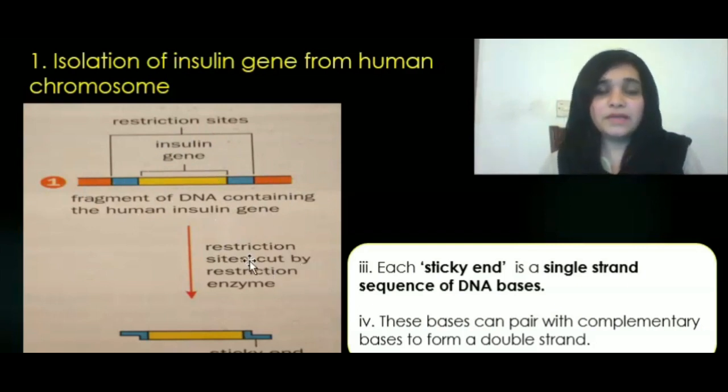What happens is that sticky ends are produced. Sticky ends are produced with the help of the enzyme known as the restriction enzyme. Restriction sites are cut by the restriction enzyme. So here the restriction enzyme will act, the blue area. Once the enzyme acts, as a result of this, sticky ends are produced.